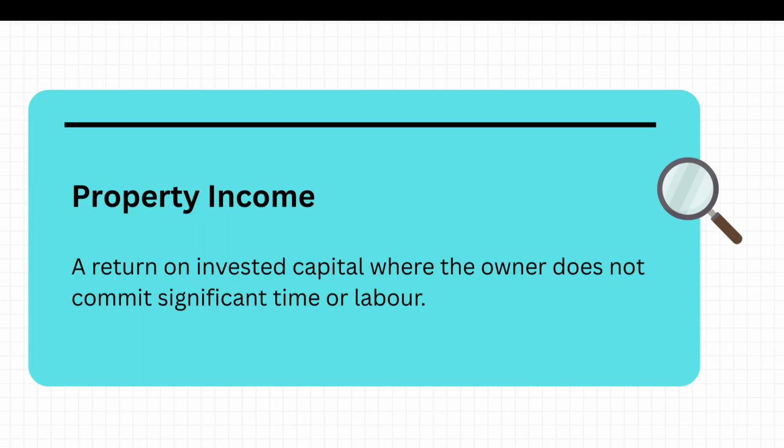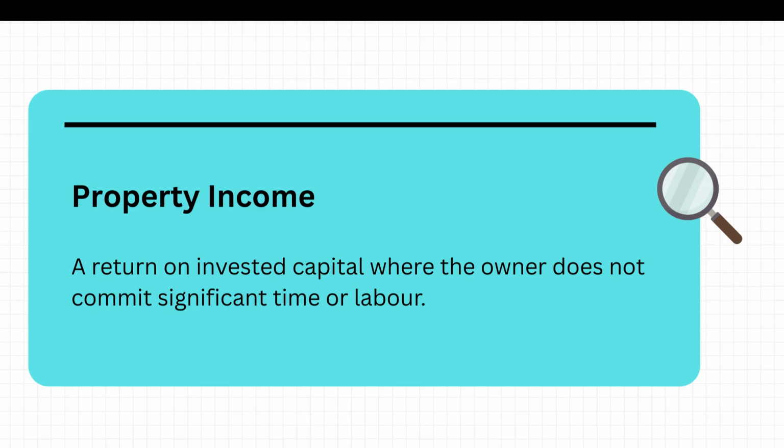Property income is basically income that flows to you because you own an asset. It's a return on capital you've invested, not on your labor. For example, if you own shares and receive dividends, that's property income. If you put money in a GIC and it earns interest, that's property income.